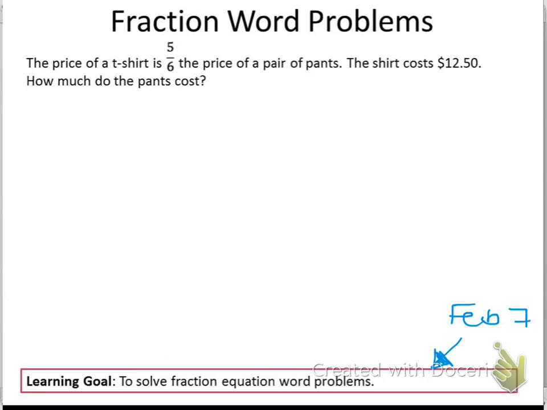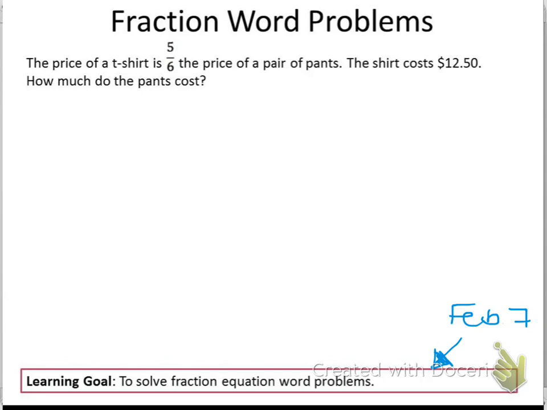For fraction word problems, your first step, just like the other word problems we've been working with, is to write your let statement. In this case, let's read the question first. The price of a t-shirt is 5/6 the price of a pair of pants. The shirt costs $12.50. How much do the pants cost?